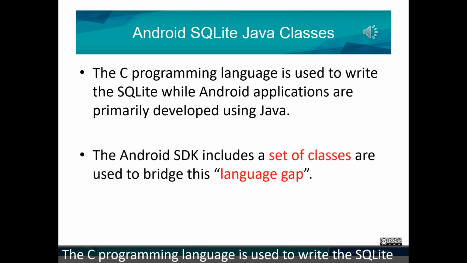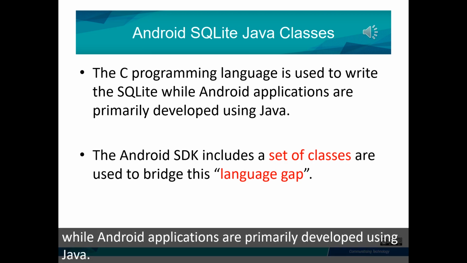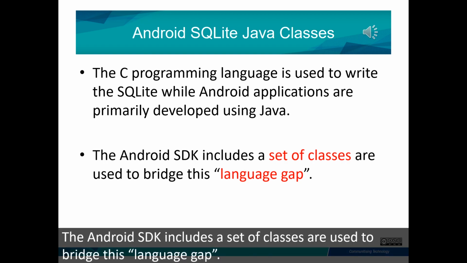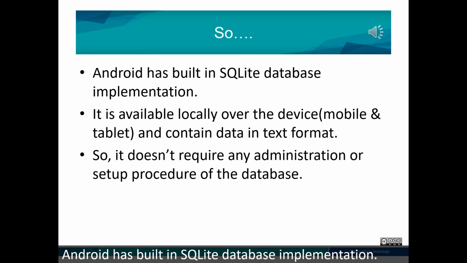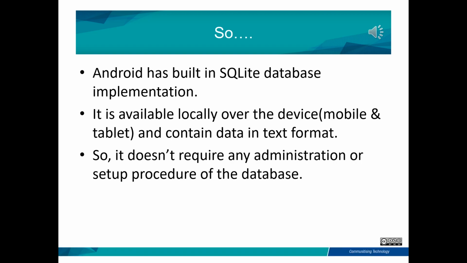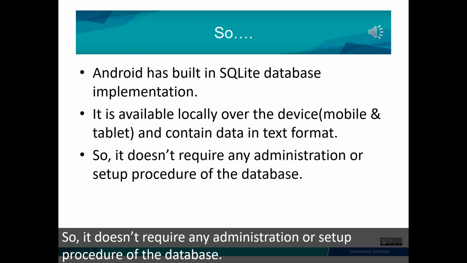C programming language is used to write the SQLite, while Android applications are primarily developed using Java. The Android SDK includes a set of classes are used to bridge this language gap. Android has built-in SQLite database implementation. It is available locally over the device, mobile and tablet, and contains data in text format. So it doesn't require any administration or setup procedure of database.